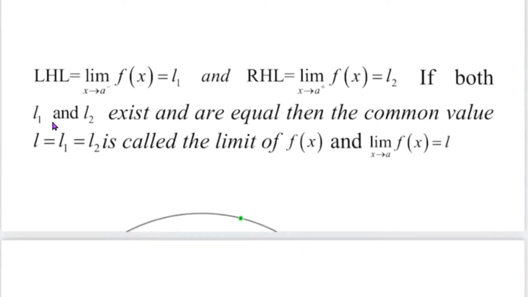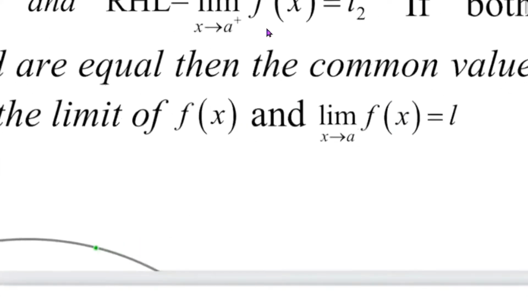If both L1 and L2 exist, that is, if both the left-hand limit and right-hand limit exist and are equal, only then the common value L is called the limit of the function f of x as x tends to a. And we write this as limit of f of x as x tends to a is L.